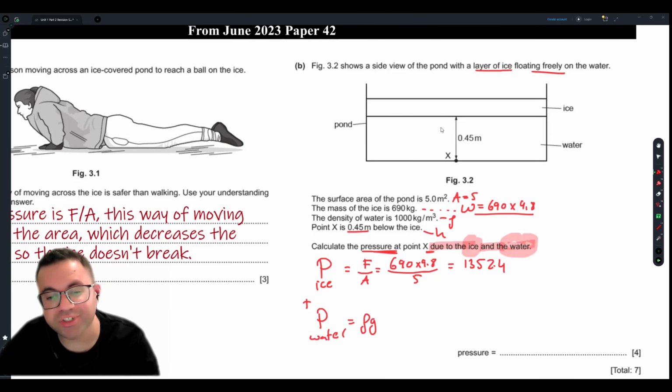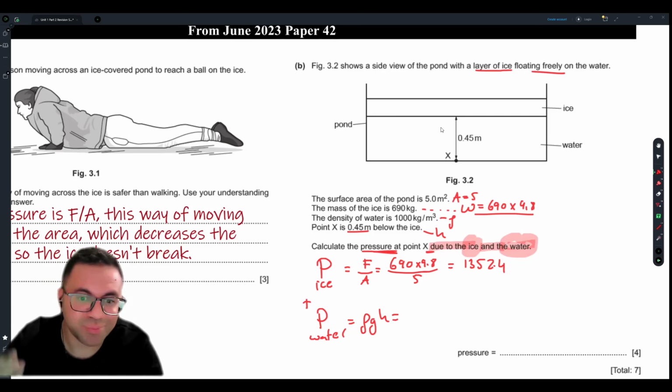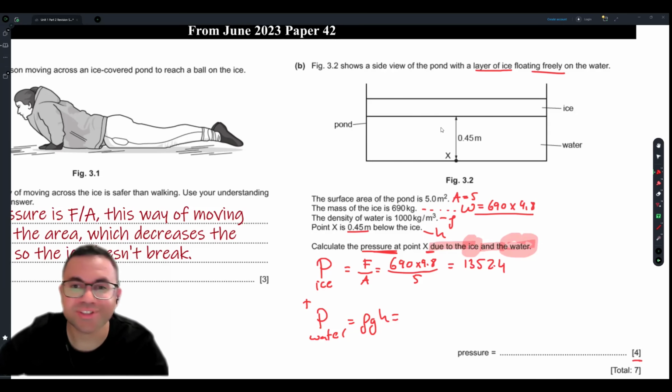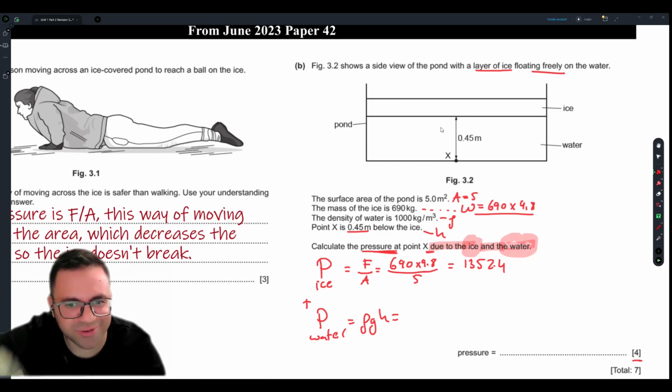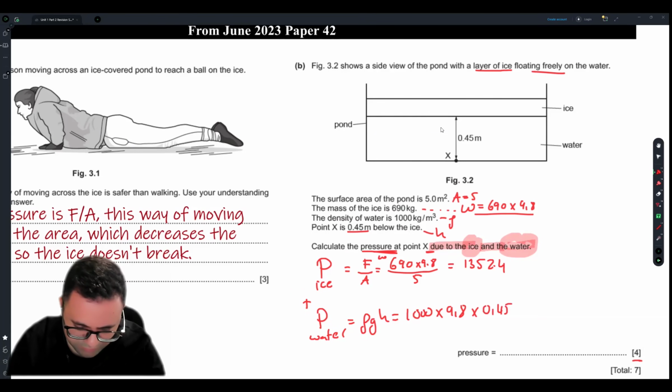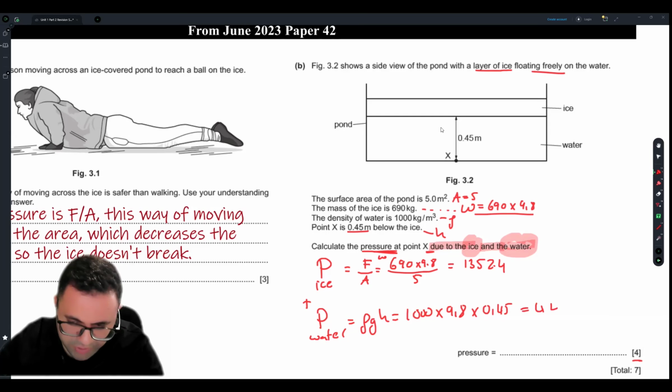Water is a liquid, so rho g h. Look at this. One question has both equations. 4-mark questions aren't hard per se. You just have to do a lot of work, do this basic working a lot. Getting the weight is worth a mark. Getting force over area is worth a mark. Rho g h is worth the next mark, like getting the pressure of the liquid is worth the next mark. So 1,000 times 9.8 times a height of 0.45, which gives me 4,410. And then I add them.